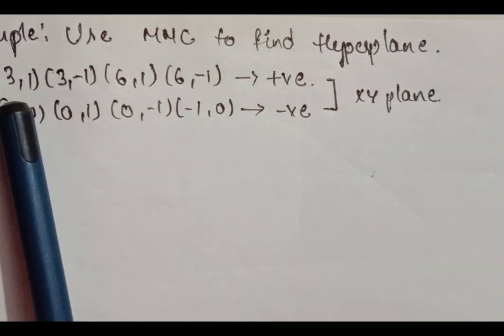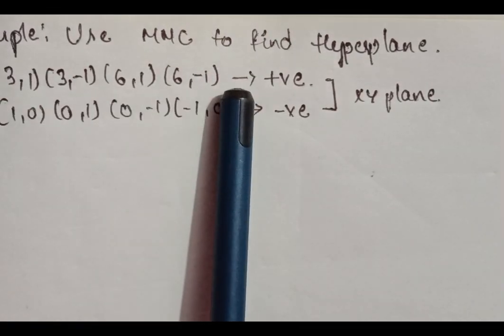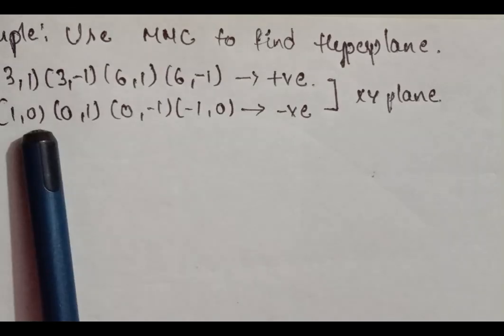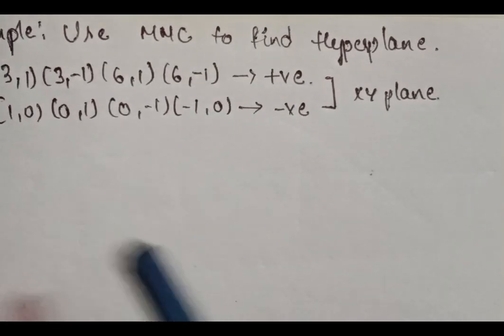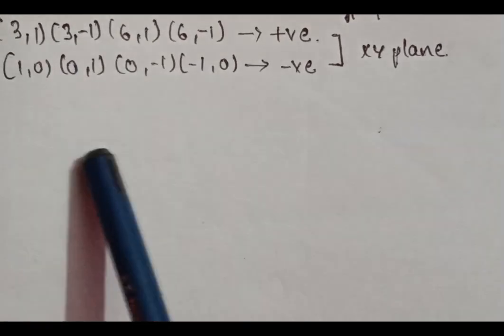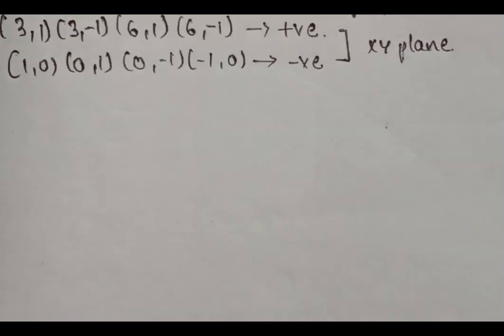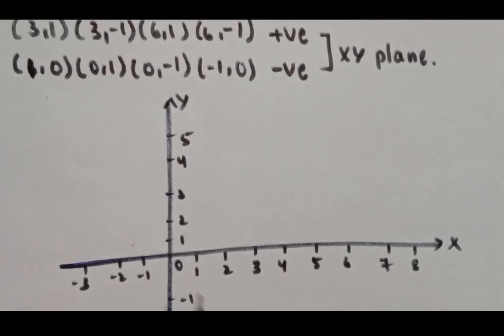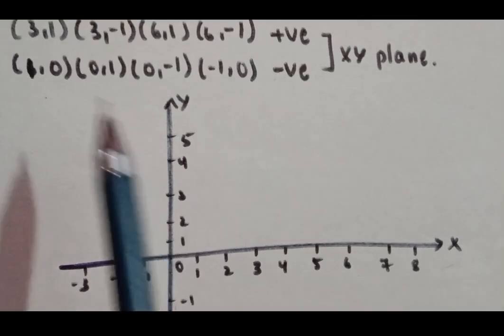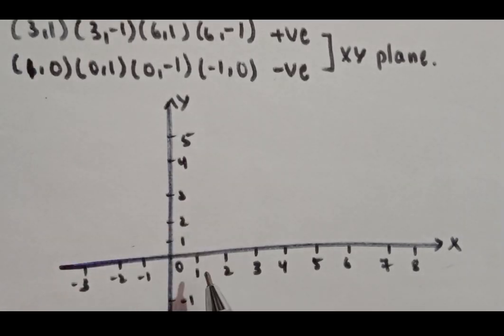The given positive points are (3, 1), (3, -1), (6, 1), (6, -1), and the negative data points are (1, 0), (0, 1), (0, -1), (-1, 0). So our next step is to plot these points on the x and y plane. I plot the normal points, that is 0, 1, 2, 3 on the x-axis and y-axis, and the minus y-axis and minus x-axis. Now using these points you have to plot the points over this x and y plane.